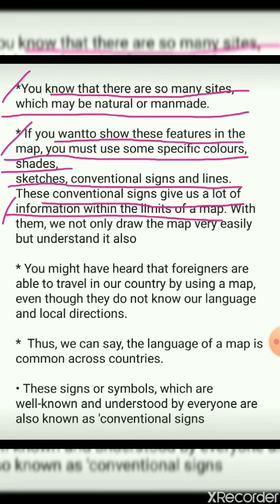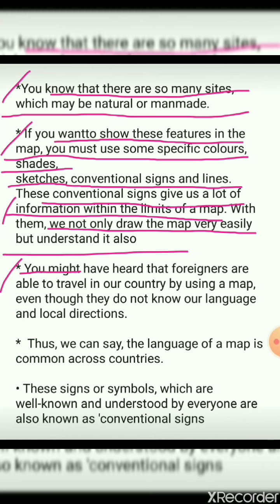Okay, these conventional signs क्या कर रही हैं, हमारी help करते हैं, they are helping us within the limit of the map. A map within limit of a map only, it shows us everything. With them, we can not only draw the map very easily but understand it also, right? Without the conventional signs, we cannot even understand the map, but it is very easy for us to know the map and to understand the map.